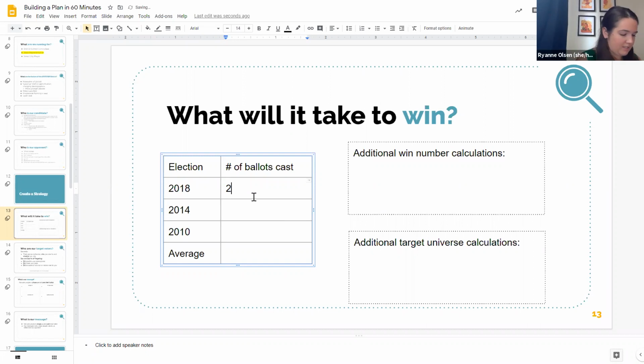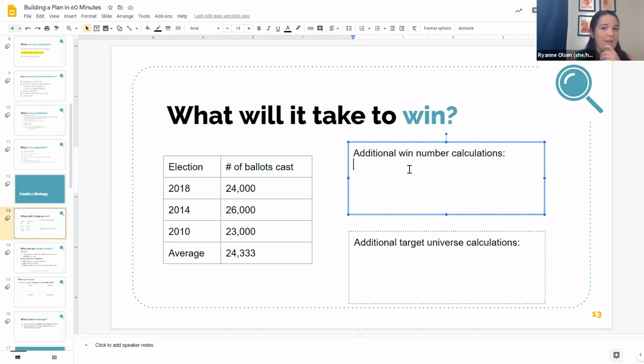So let's say in 2018, there were 2,300... 400 ballots cast. Nope. 24,000 ballots cast. There we go. Sorry, team. I really appreciate your patience. The previous year election, there were 26,000 ballots cast. And going back a bit further, there were 23,000 ballots cast. Traditionally, when we're thinking about our win number, we take the past three similar elections and average them together. If we do that, we'd have an average of 24,333 votes likely to be cast in this election.